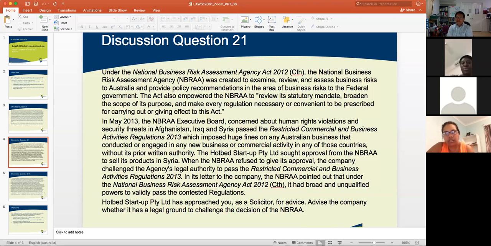Why would you say that it seems to be beyond the scope of the law, of the statute? Because the purpose is relating to business risks to Australia, and dealing with these certain countries wouldn't seem to be a business risk. It's more of a political issue.